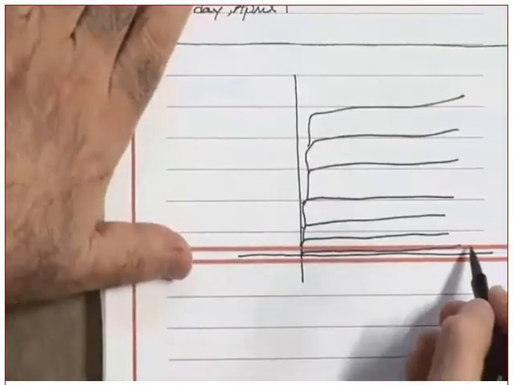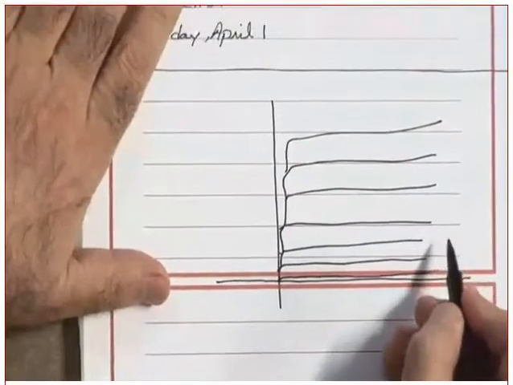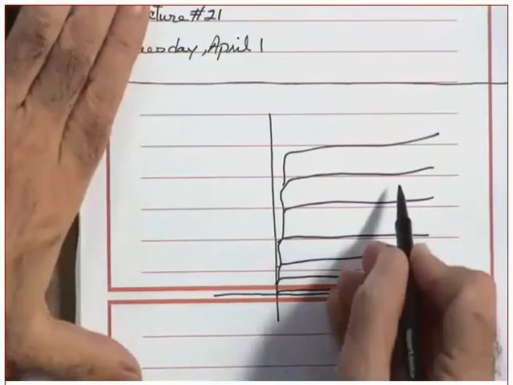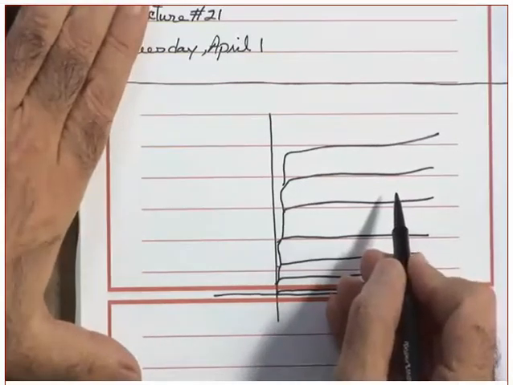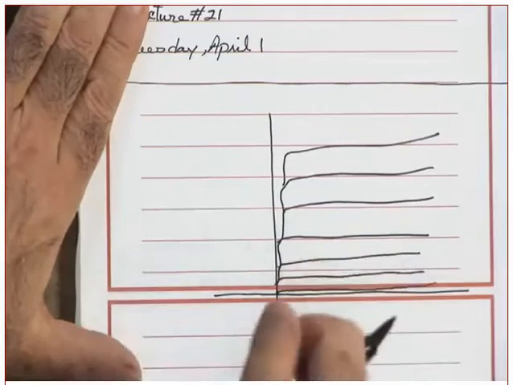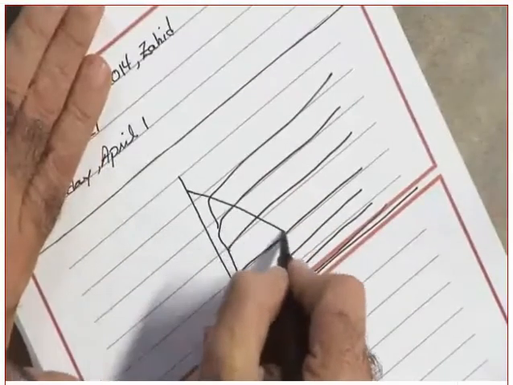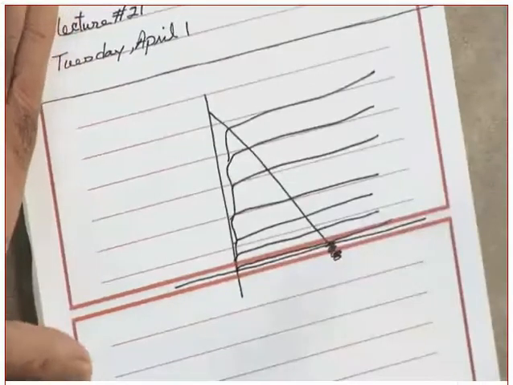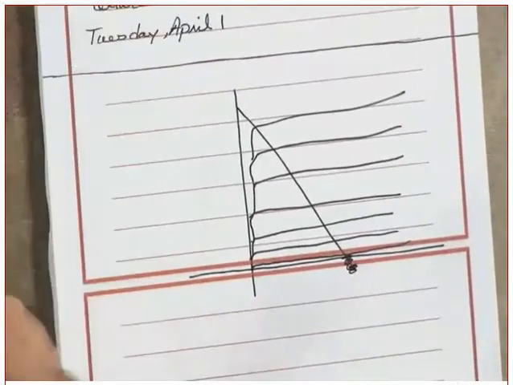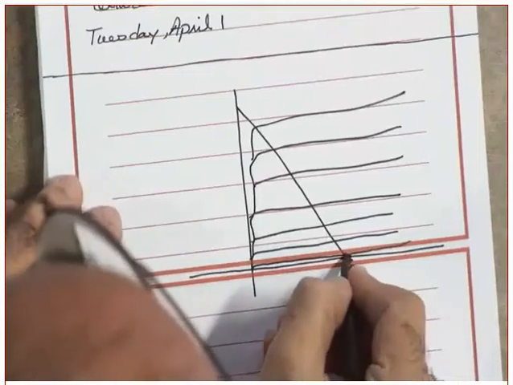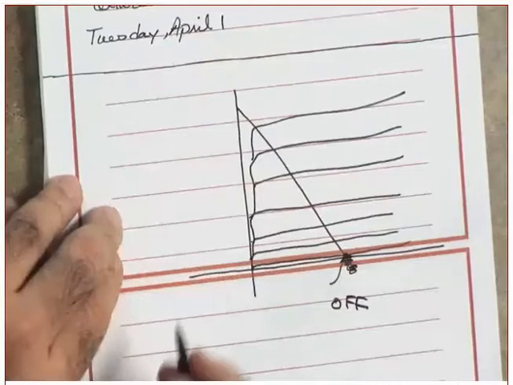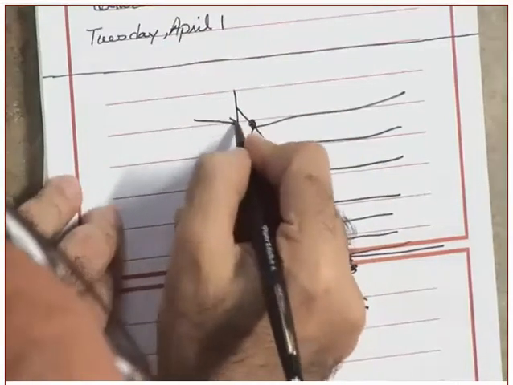By the way, what do these curves represent? These are VGS, which is the input. VGS is the voltage between the gate and the source. As you move up, the VGS increases. Let's assume this is the load line. Where do I want to go, from what point to what point? I want to go from this point where the transistor is off to which point? This point where the transistor is what?